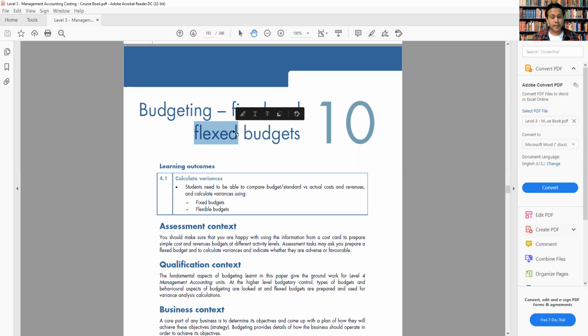So most of the company, I would say everyone, they follow the flex budget. The flex budget is changed with the activity level. So based on the plan, the cost will be changed. For example, let's say in 1 hour we make 10 units.